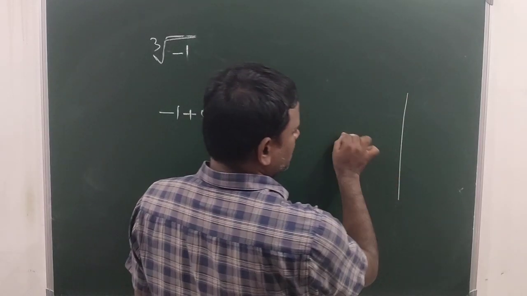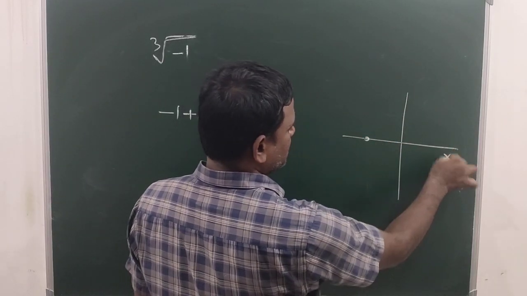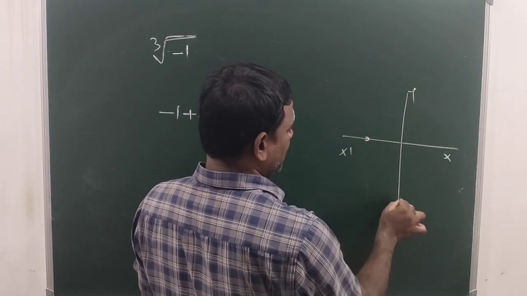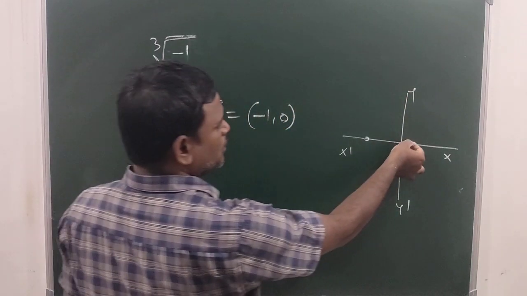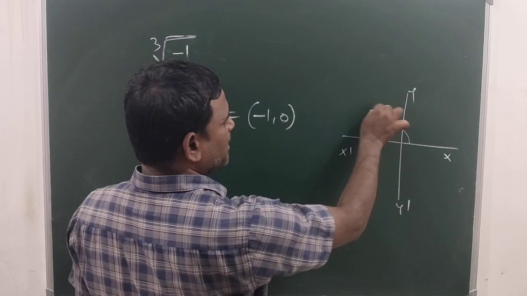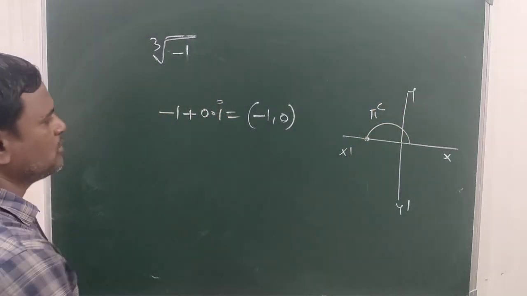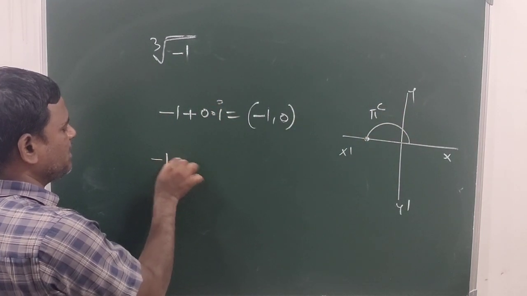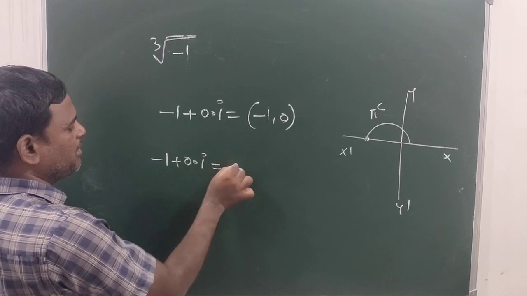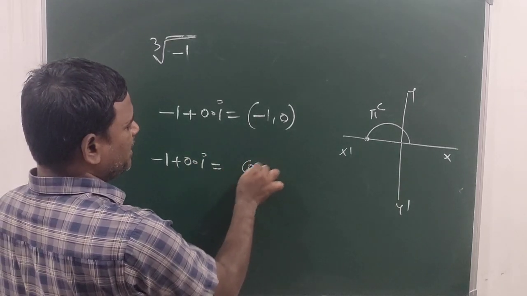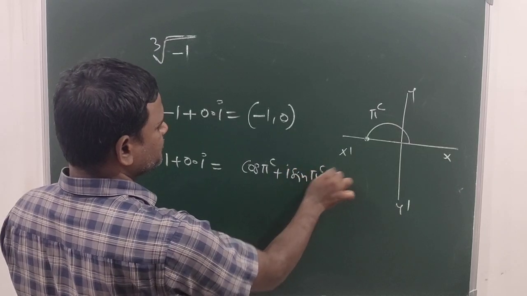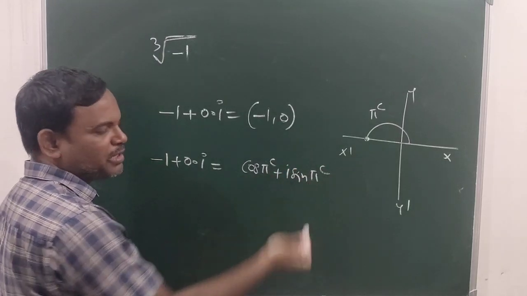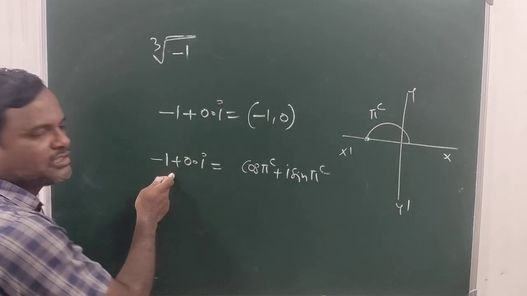See here, somewhere you will get it here. This is the x-axis, this is the y-axis. It is the real axis, it is the imaginary axis. So how much is the argument? Pi radians. So what do you write? This minus 1 plus 0i can be written as cos pi radians plus i sin pi radians. Cos pi radians is minus 1, sin pi radians is 0. Again you will get this.